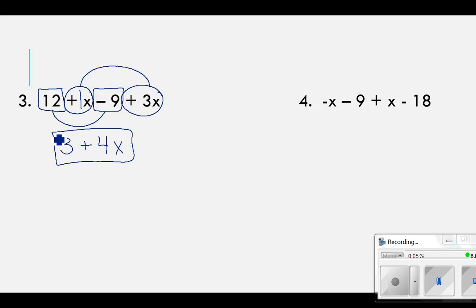In math, we usually put the variables first. So another, even more correct version of this answer would be 4x plus 3. But both of them are mathematically correct.